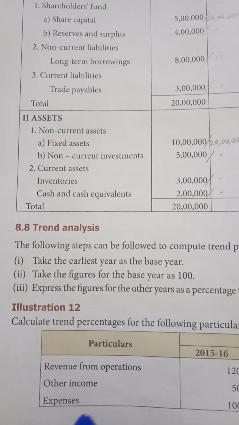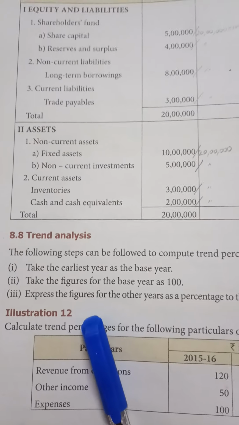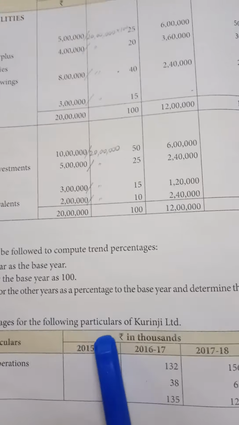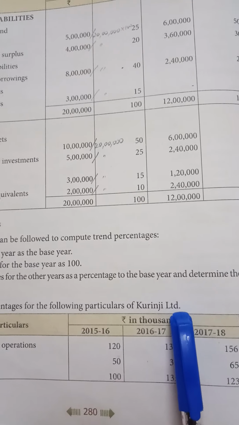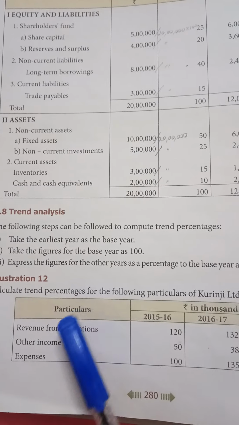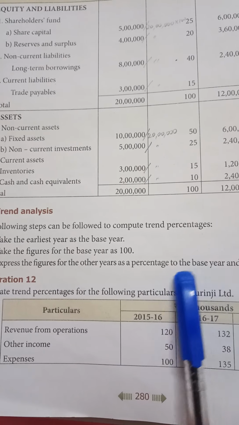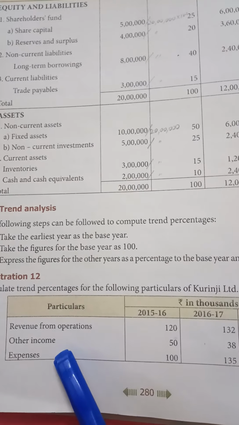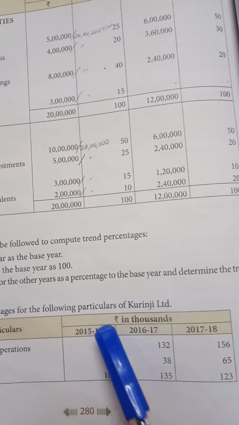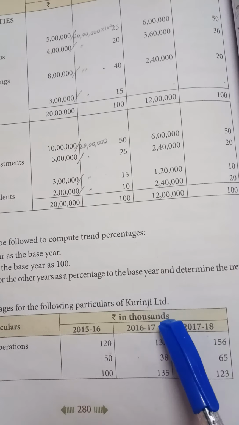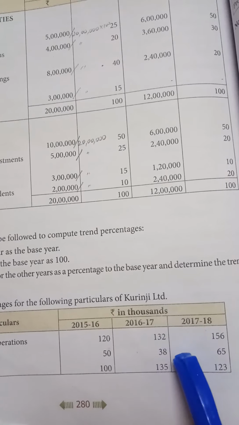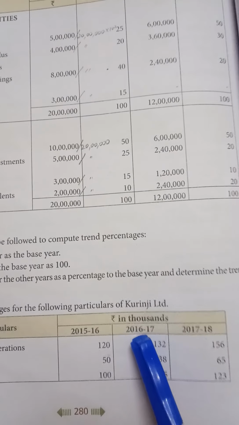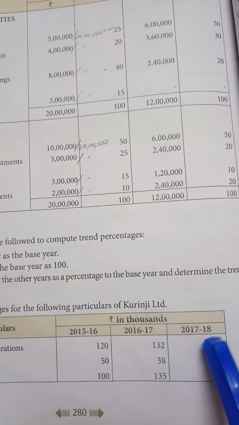So to move on, illustration 12: calculate trend percentages for the following particulars of Kuranji Limited. You have particulars related to this organization: revenue from operations, other income, expenses. Here rupees in thousands are given for 3 accounting periods, 2015-16, 2016-17 and 2017-18.